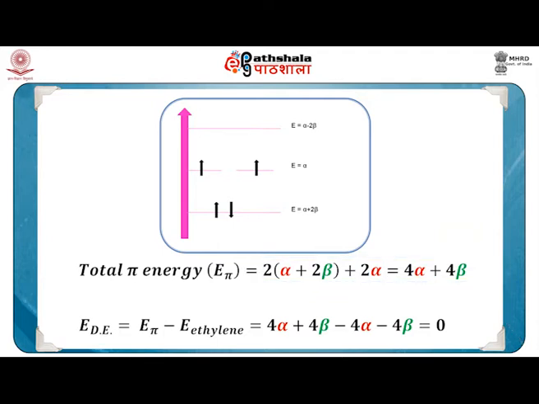If you remember, in our earlier cases, we also introduced the concept of delocalization energy. So if we calculate the delocalization energy here for cyclobutadiene, that means the energy which it would have as compared to 2 ethylene molecules, then the delocalization energy would be, as you can see here, 4 alpha plus 4 beta, which is the energy of cyclobutadiene, minus 4 alpha minus 4 beta, which is the energy of 2 isolated ethylene molecules.